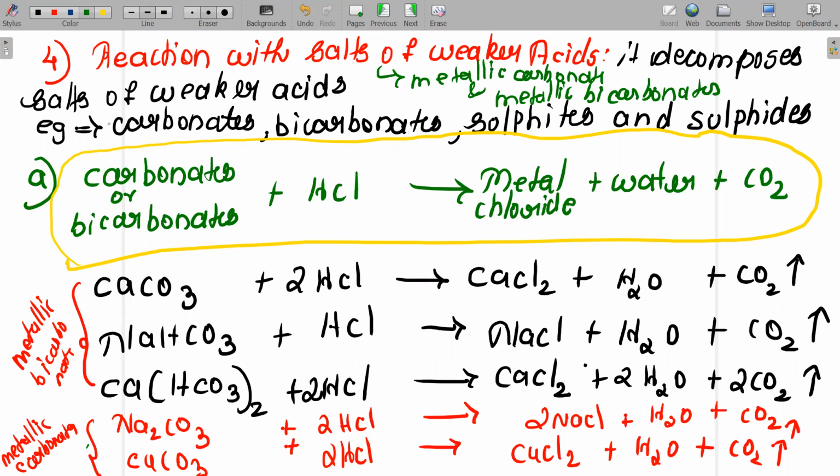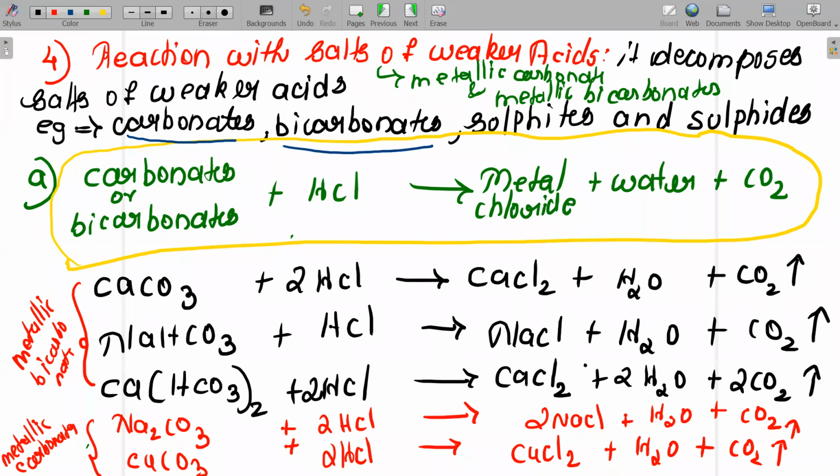There also you got the same product based on my equation. Second one, I introduced metallic bicarbonates only, metallic carbonates only. There also we got the product based on my equation itself. So any doubts in this? Is it okay, children? Fine. Yes. So now, children, you understood the reaction with also weaker acids such as carbonates and bicarbonates. Any doubts? Carbonates and bicarbonates, any doubts?